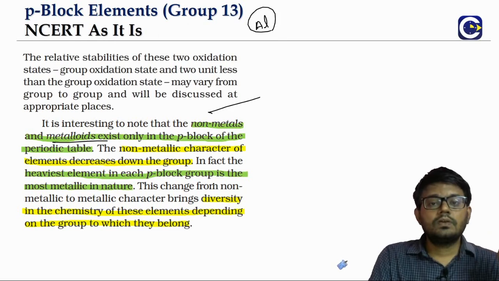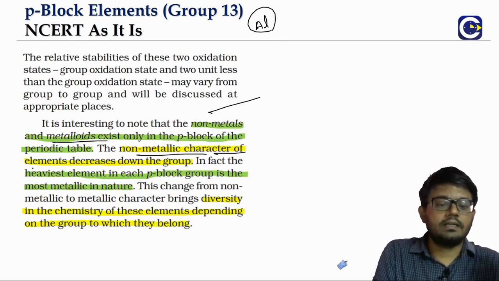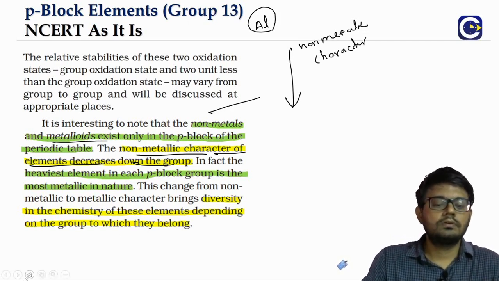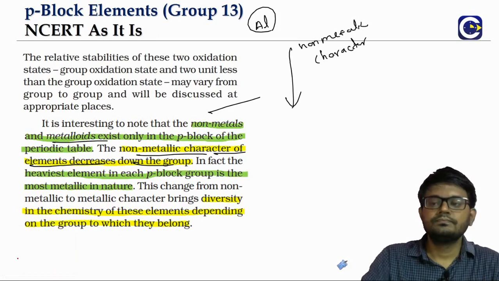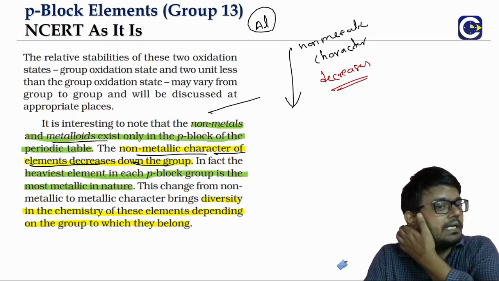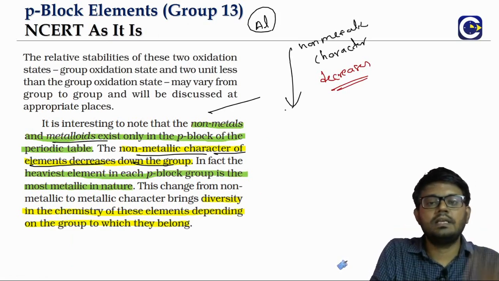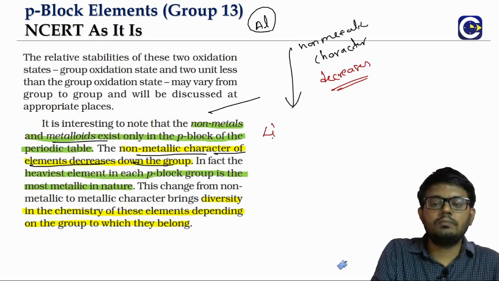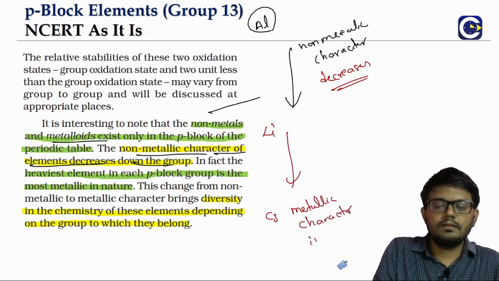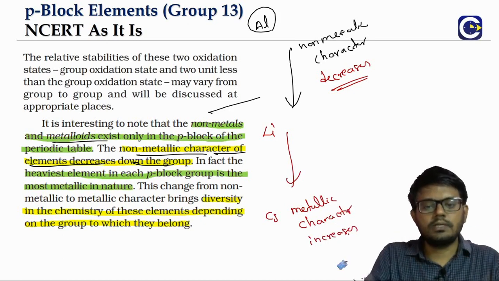And we know that the non-metallic character will be decreasing as we go down the group. So non-metallic character will be what? Decreasing as we go down the group. What about the metallic character as we go down the group? Like we have discussed in the S block chapters, if you go from lithium to cesium, the metallic character will be increasing. These two will be counter.